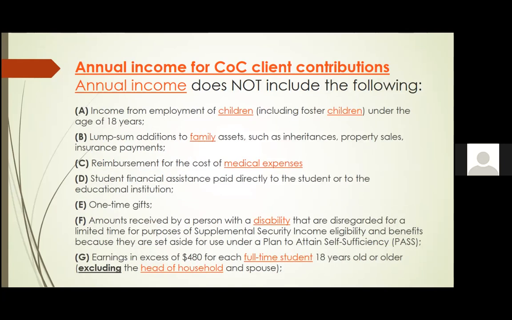There are a number of more unusual sources that should be excluded from the annual income total. That includes money coming in from jobs held by children, that is anyone under 18, one-time cash infusions into the household, such as one-time gifts from family or inheritance, foster care payments, lump sum payments from the Social Security Administration, reimbursements for medical payments, and the earnings of full-time students other than the head of household above $480.